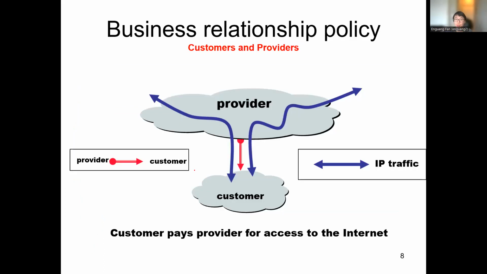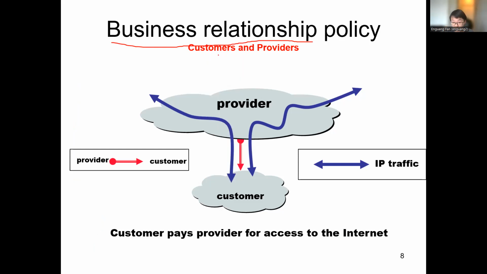Okay, so right now we can finally talk about the real policy part. The first policy we're going to talk about is business relationship policies. Before we get started, let's refresh with some business relationships that we might have in a network.